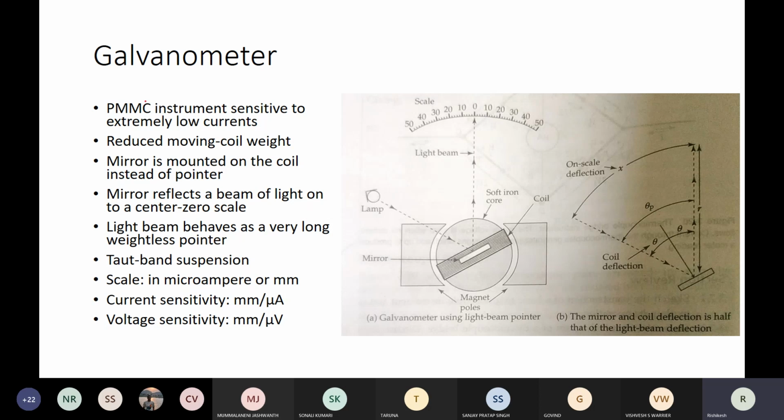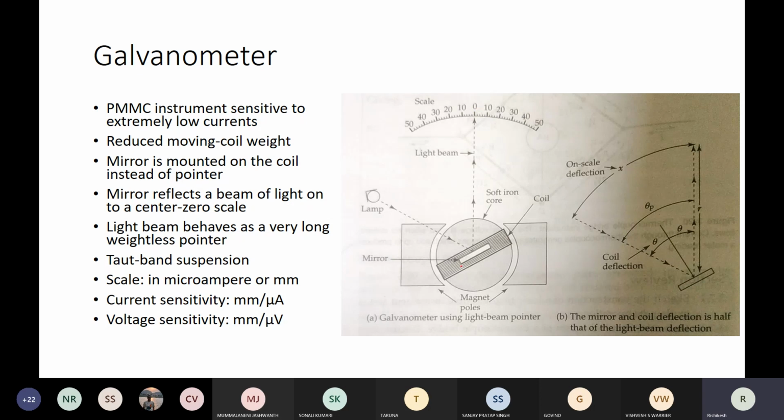So we were discussing the galvanometer at the end of the last lecture, where we saw that it is simply a PMMC instrument, just that it is sensitive to extremely low currents. The way this is achieved is by removing the extra weight associated with the pointer. Instead, a mirror is mounted on the coil, as shown here, and a lamp directs a light beam towards the mirror, and the mirror reflects the beam of light on a center scale, the zero point of the scale.